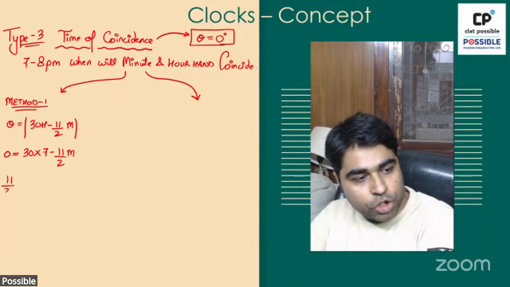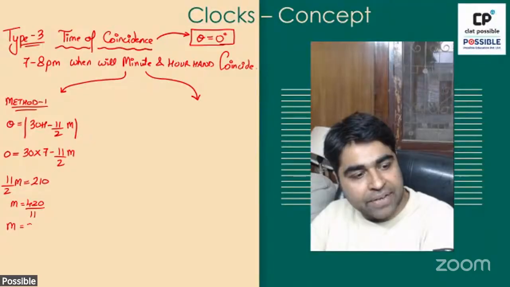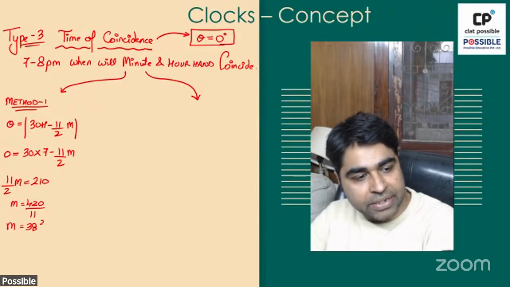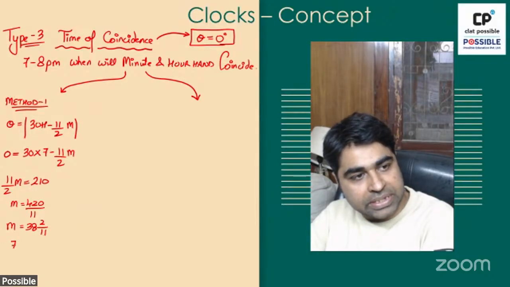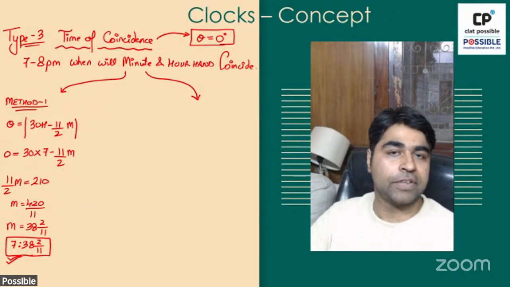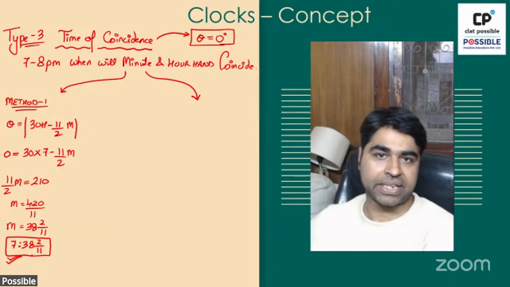So 11/2 m will be equal to 210. The value of m will become 420/11. So m will become: 11 threes are 33, 90 remains, 8 elevens are 88, 2 remains. So 7:38 and 2/11 is the time when the two hands will coincide between 7 and 8 PM. Correct, guys? Okay. This is method 1 for you.